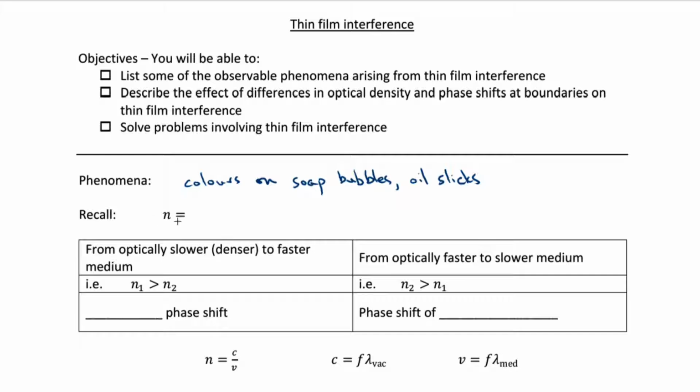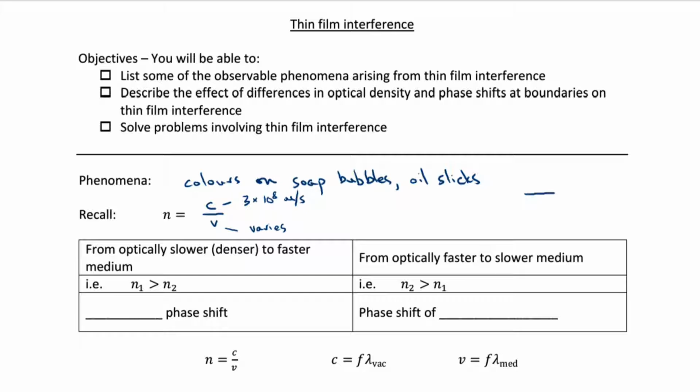First, recall that n was the symbol we gave for the index of refraction of a medium, and n was defined as c over v, where c is the speed of light in a vacuum, that's 3 times 10 to the 8 meters per second, and v is the speed of light in the particular medium we're considering, and that's going to change. The speed of light in all substances is not the same, and it's not the same as the speed of light in a vacuum.